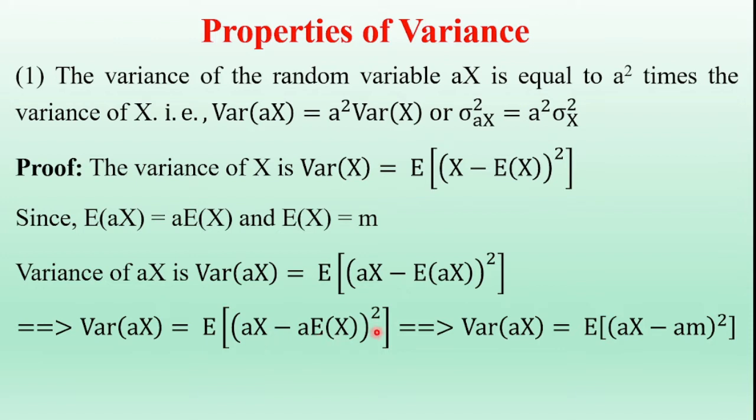A square is a constant. So using the properties of expectation, expectation of a square X is a square into expectation of X. A square into expectation of (X minus E of X) whole square. So expectation of (X minus E of X) whole square is variance of X. That is a square.